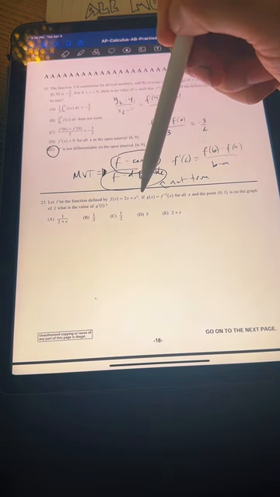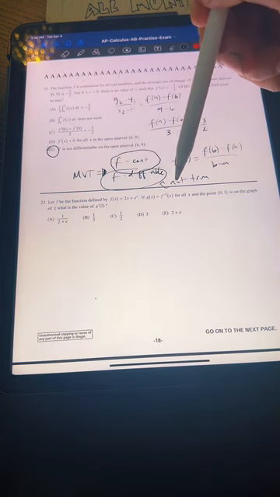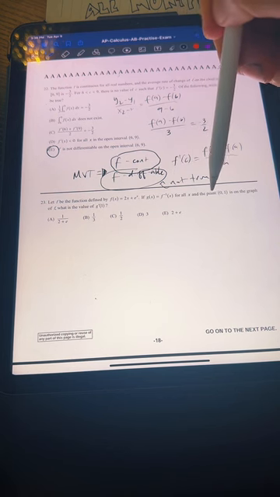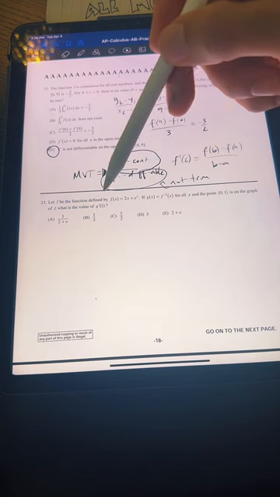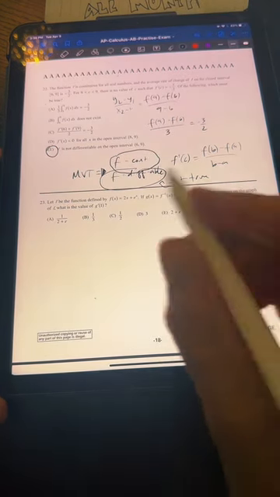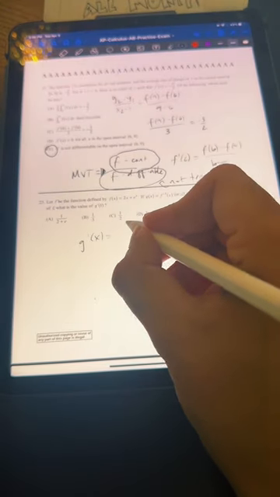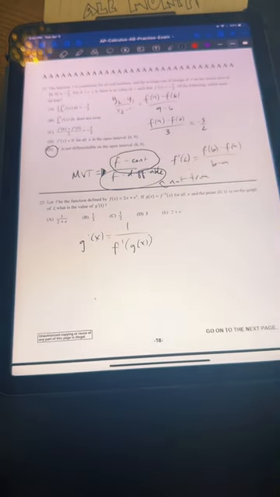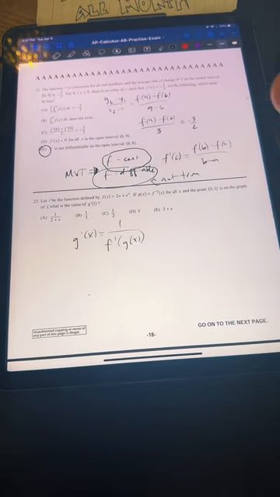Okay, so here we go. 23. We have the function 2x plus e to the x, and they're telling us that g of x is equal to the inverse. And we all know that the point (0, 1) is on the graph. So we want to find g prime. Now, they already established this is the inverse function, so we've got to remember how to find the derivative of the inverse function. And that's 1 over f prime of g of x.